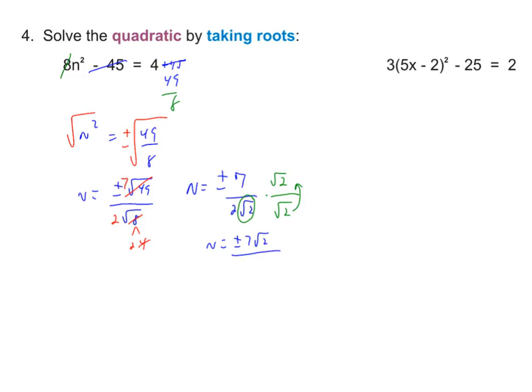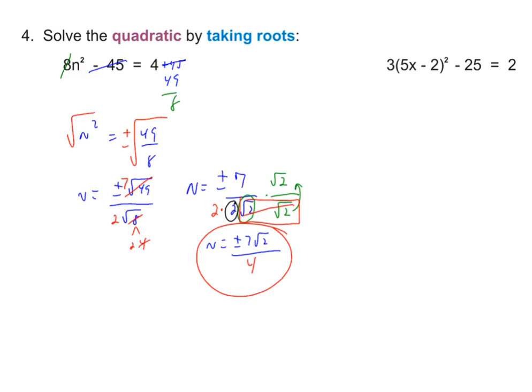My bottom is now, be careful here, watch what we've got. I've got this 2 right here, and then the square root of 2 times the square root of 2 is the square root of 4, and the square root of 4 is a 2. So what does the bottom end up being? 2 times 2, or 4. Plus or minus 7 times the square root of 2 over 4. All right, it's about as hard as I can make that, but I wanted to do a hard one to show you, right? Okay, so here's another scenario where we can solve by taking roots.